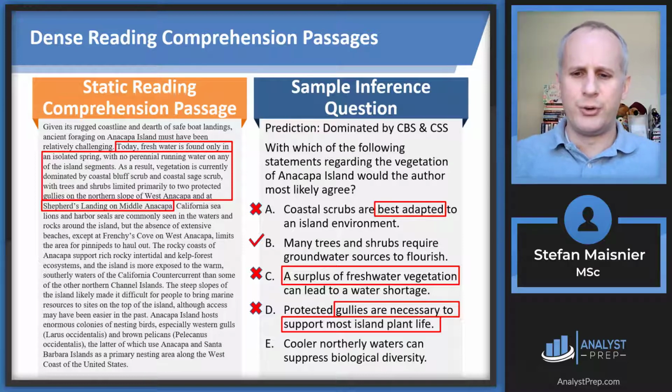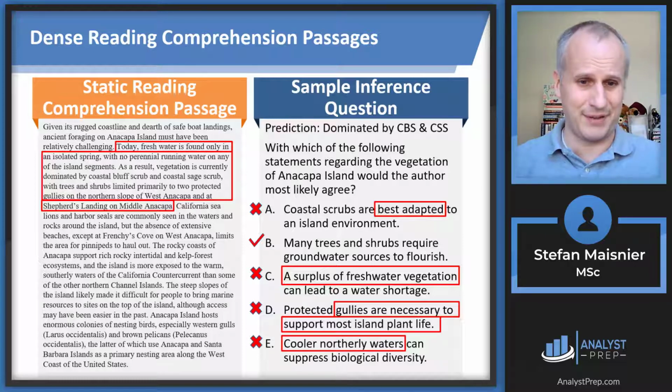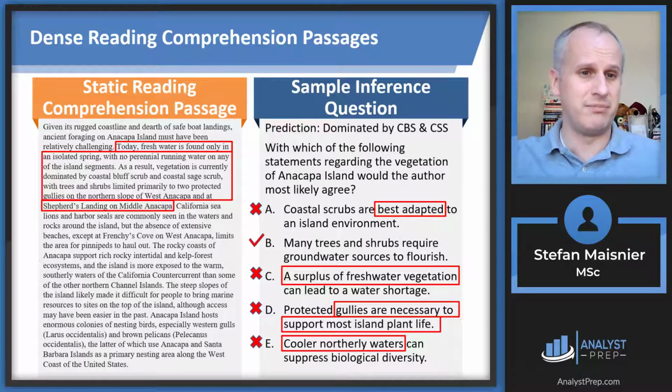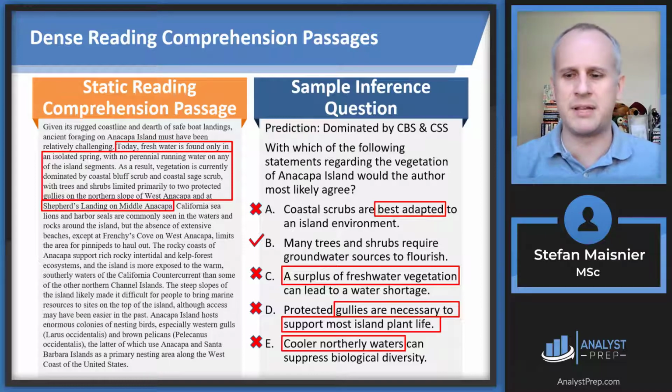And then, cooler northerly waters can suppress biological diversity. Well, those northerly waters, we talked about the southerly waters, and we mentioned how we just kind of left that out. But we remember where that is, and it's not here when we're talking about vegetation. So you have to focus on the subject. You have to focus on the location. Don't extrapolate to the larger passage when you're engaging with a specific inference question such as this. But we confidently select B at this point.